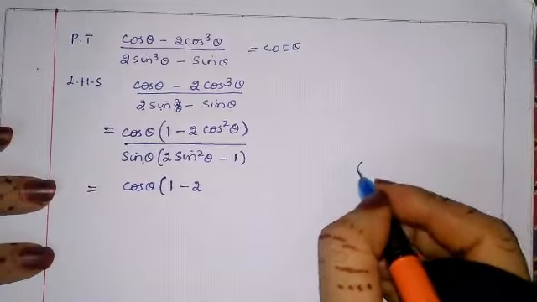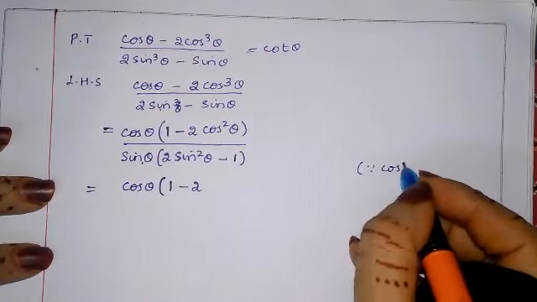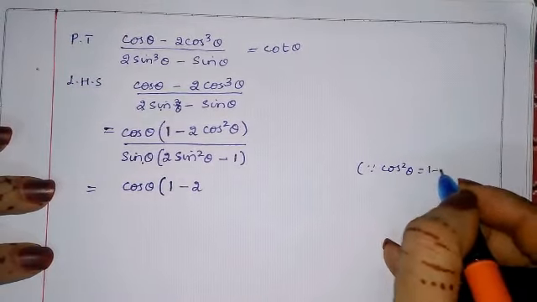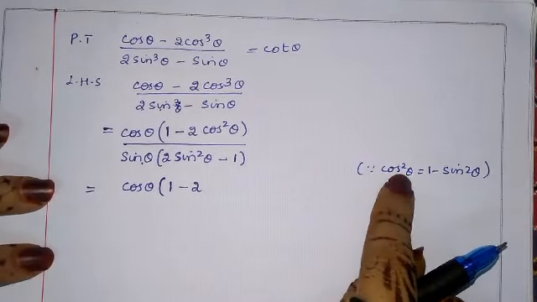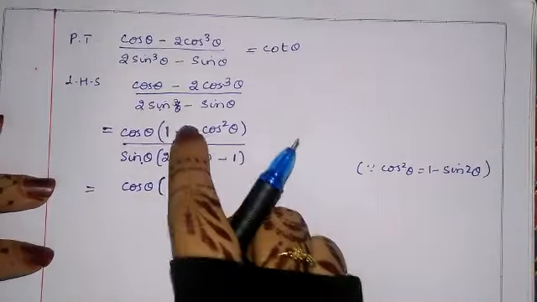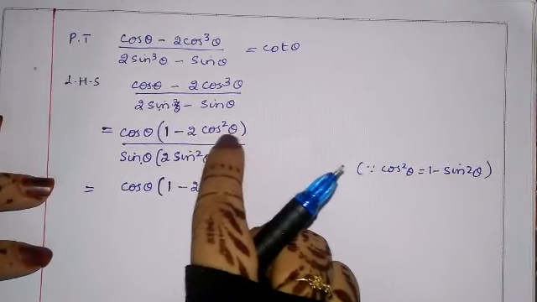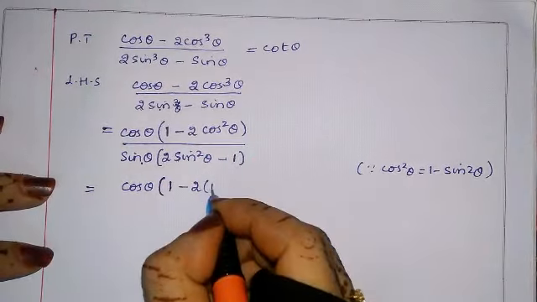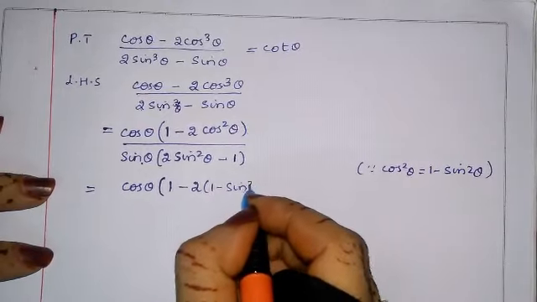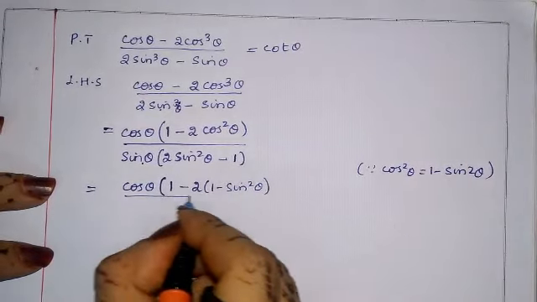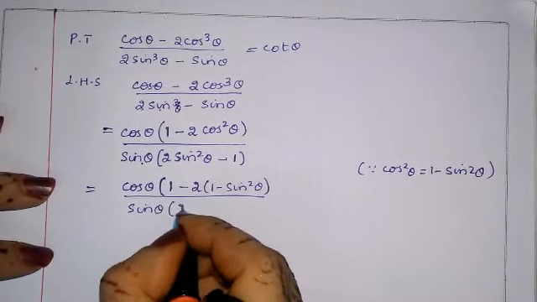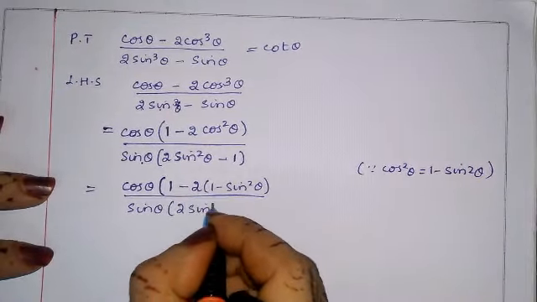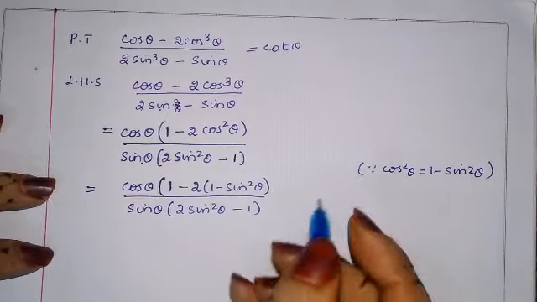We know that cos square theta is nothing but 1 minus sin square theta identity. Cos square theta is nothing but 1 minus sin square theta. 2 I wrote as it is. In place of cos square theta, I'll write 1 minus sin square theta upon denominator I'll write as it is, sin theta upon 2 sin square theta minus 1.